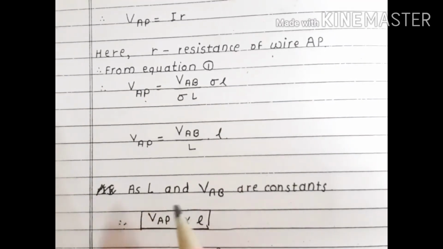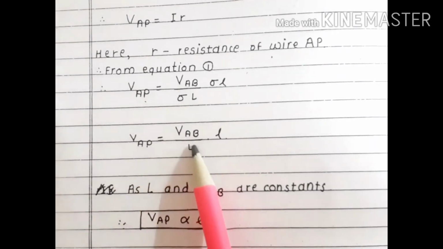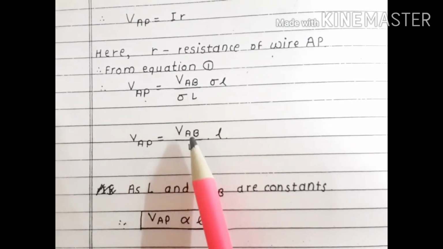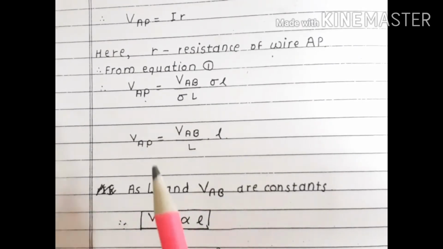The total length of the wire AB is constant, and the potential difference across the wire AB remains constant. These are constant terms, therefore the equal sign gets converted into a proportionality sign. Therefore the above equation becomes VAP is directly proportional to small l, and this is the principle of potentiometer. The potential difference across any 2 points on the potentiometer wire is directly proportional to the length or distance between those 2 points. This is the principle of potentiometer.